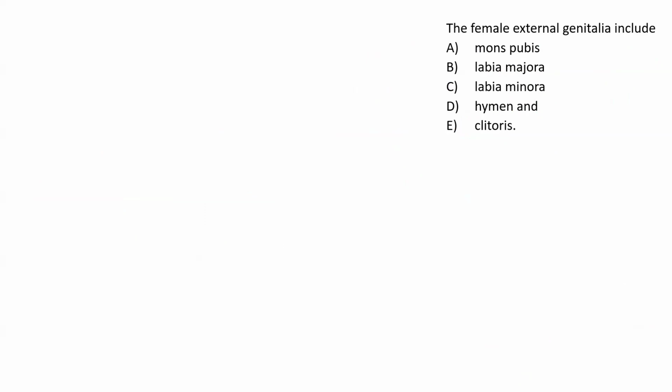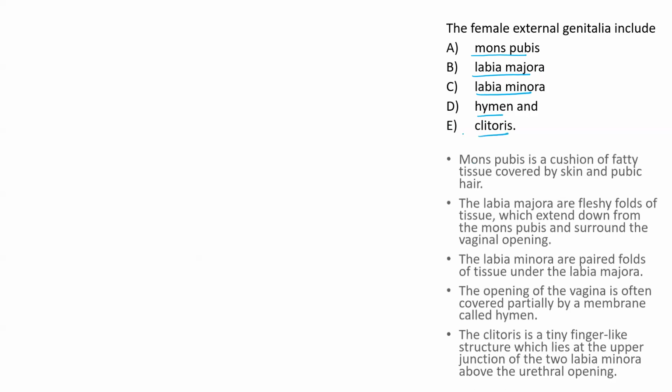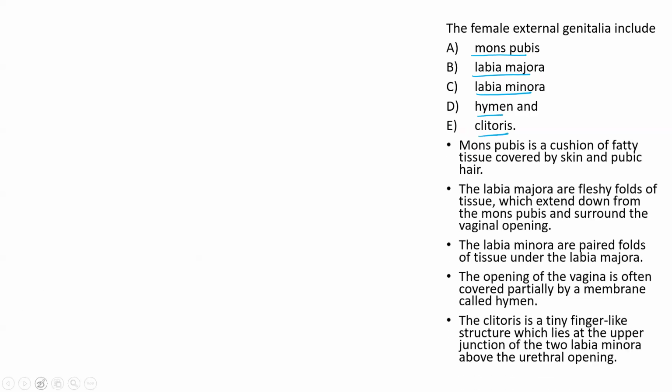What does external genitalia include? It consists of the mons pubis, labia majora, labia minora, hymen, and clitoris. Now see the question-based part. Understand the question carefully. They will ask you in a statement question.